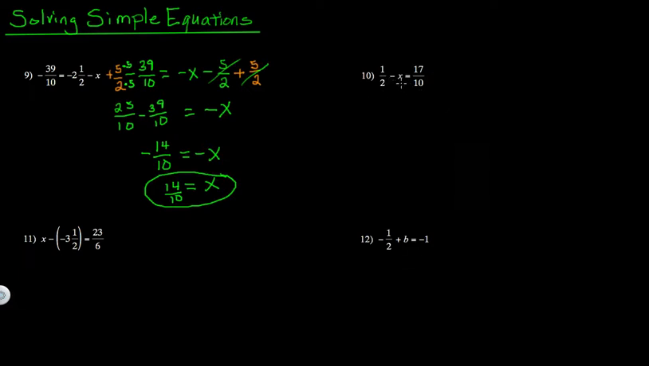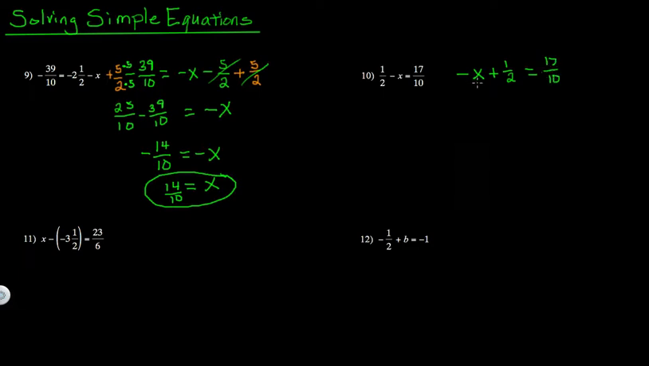So first step, I want to rearrange this using the commutative property so that my variable comes first. So I'll rewrite it as follows. This will be negative x plus 1/2. Again, key step is that when you're using the commutative property, the signs stay the same. We're not changing the signs. So this is a positive 1/2, positive 1/2. This is a negative x, still a negative x. That's equal to 17 tenths.